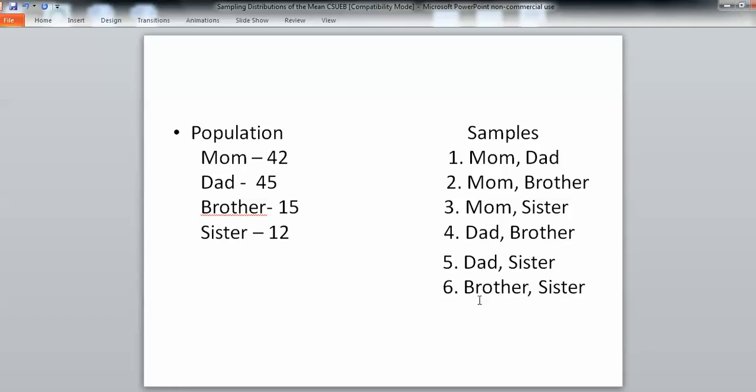So let's move on to the brother. The brother has already been paired with the dad and with the mom, which means that the brother can only be paired with the sister now, and that's the last possible sample. So if I take a random sample of 2 people from this population, or if I just take, in general, a sample of 2 people from this population, I'm going to definitely end up with one of these 6 possible samples of 2 people.